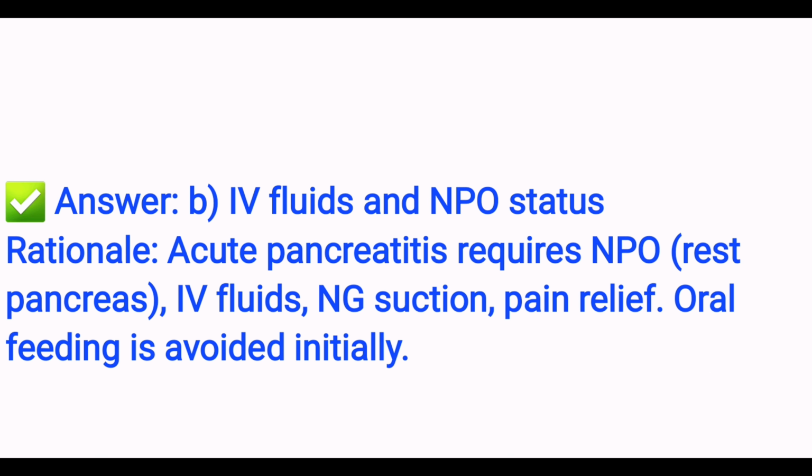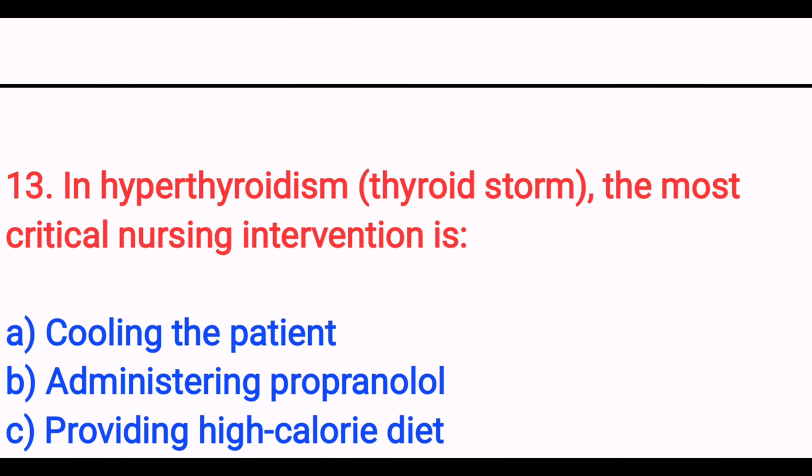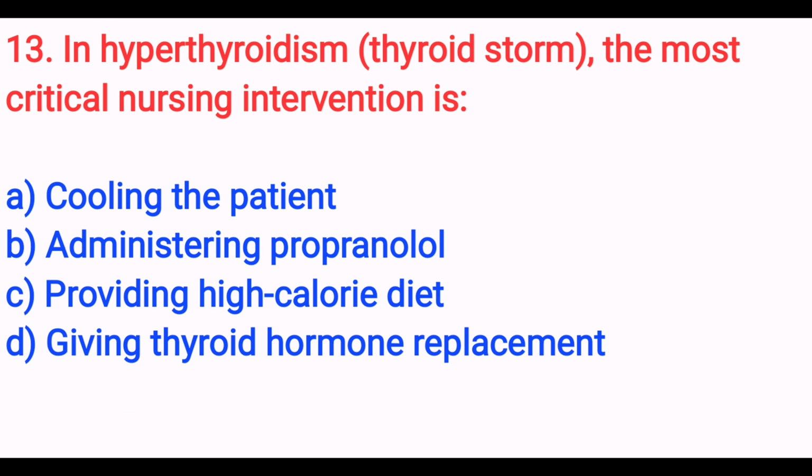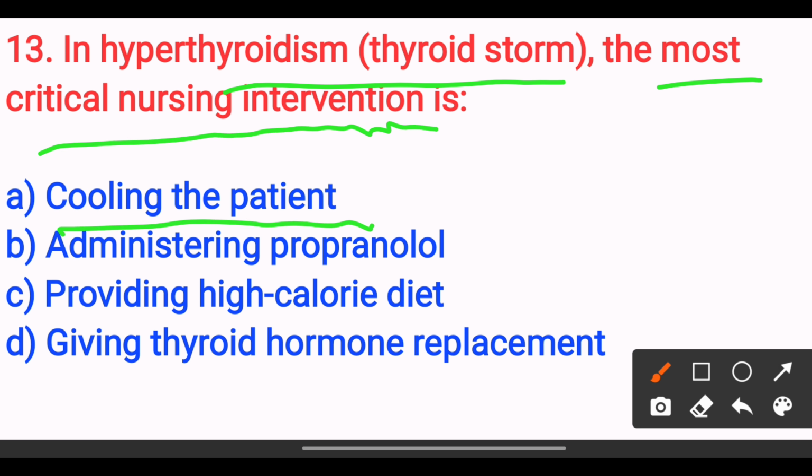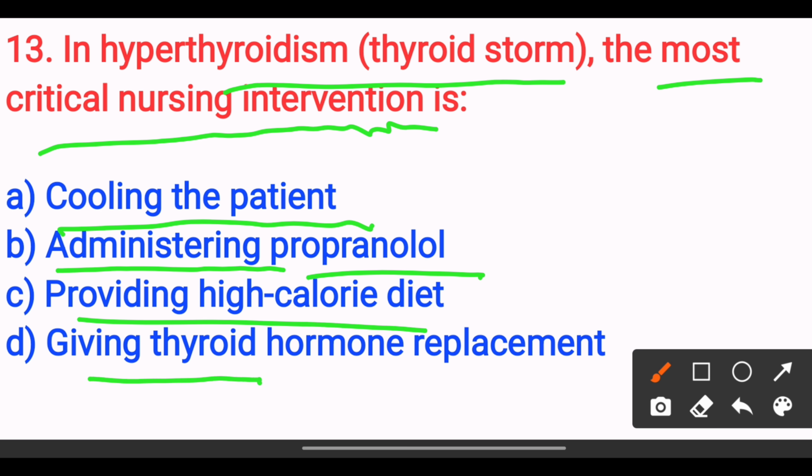Next, in hyperthyroidism, thyroid storm, the most critical nursing intervention is: option A, cooling the patient. Option B, administering propranolol. Option C, providing a high calorie diet. Option D, giving thyroid hormone replacement.